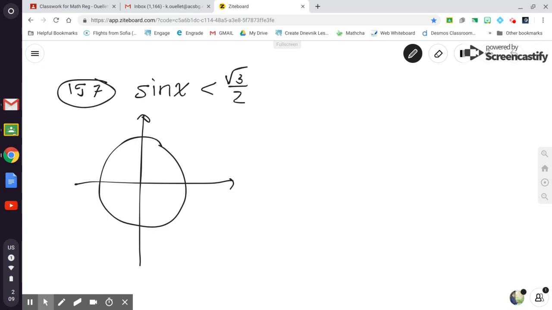The root 3 over 2 is our biggest number, except for one, of course, on the y-axis. We won't be including it. Therefore, I'm just going to put a dash here. And then the two angles we need are the ones right here. So since it's the biggest angle, this one here would be pi over 3. And this one here would be 2 pi over 3.